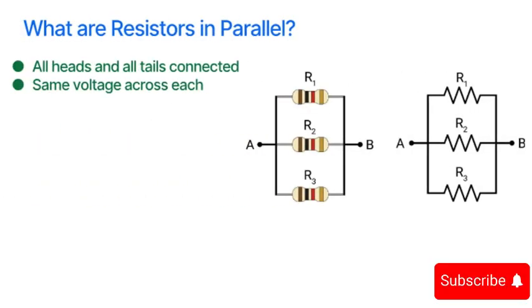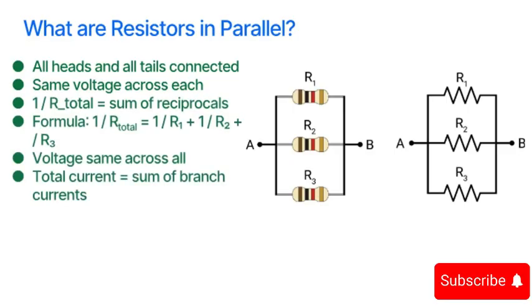Resistors are in parallel if all their heads are connected together, and all their tails are also connected together. Each branch gets the same voltage. In parallel circuits, the total resistance is found using reciprocals. Voltage is the same across all branches, and total current is the sum of branch currents.